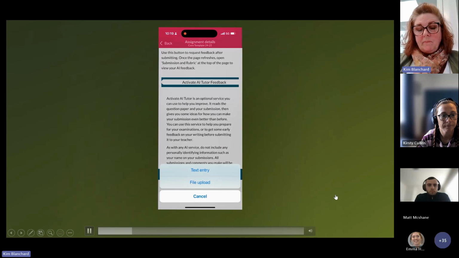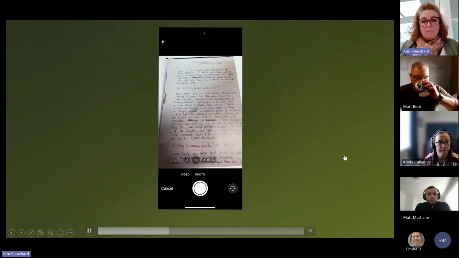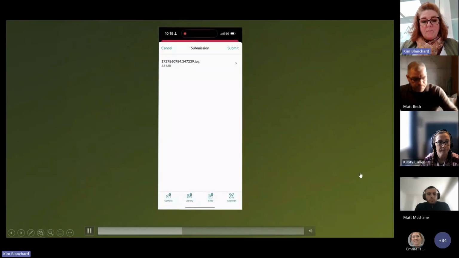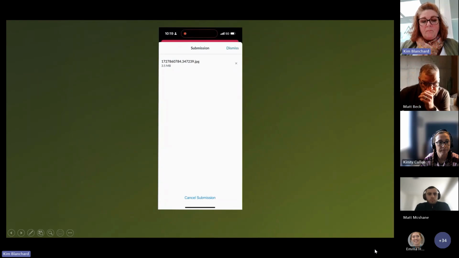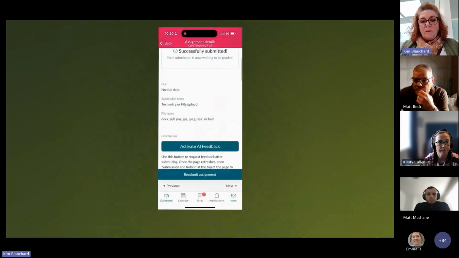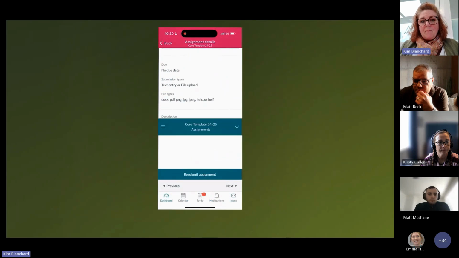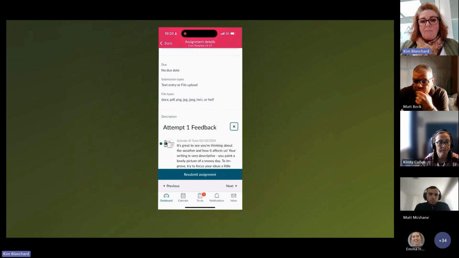Learners submit an assignment as they usually do. This could include a Word document or even a photograph of handwritten work. ALO records the learner submission and securely stores it. Learners click the Activate AI Feedback button and instantly receive personalized, unbiased feedback on their submission.